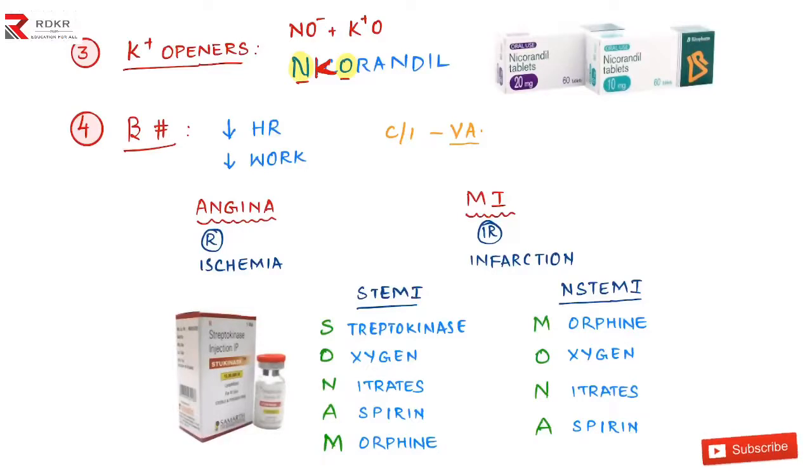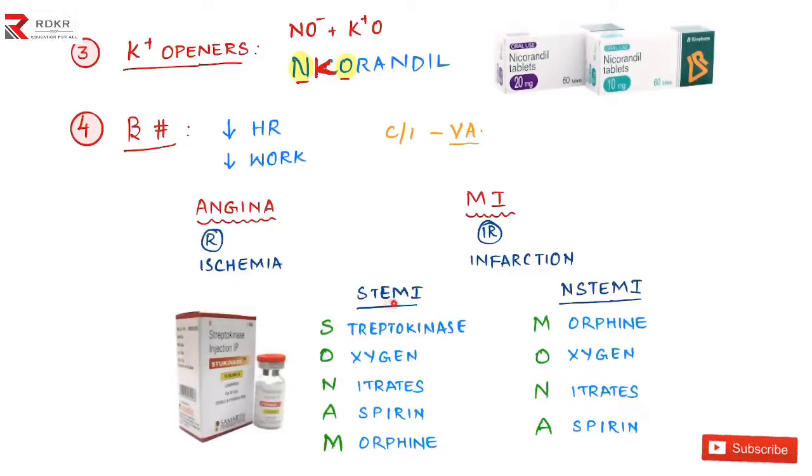And coming to the myocardial infarction, in angina it is reversible ischemia, but in myocardial infarction it is an irreversible infarction. That means in angina there is ischemia, there is a decreased blood supply, but in myocardial infarction there is a death of the cells, a death of the myocardium, and this is irreversible. You cannot reverse that. So MI is of two types, ST elevated MI or non-ST elevated MI. So treatment is also different in both the groups.